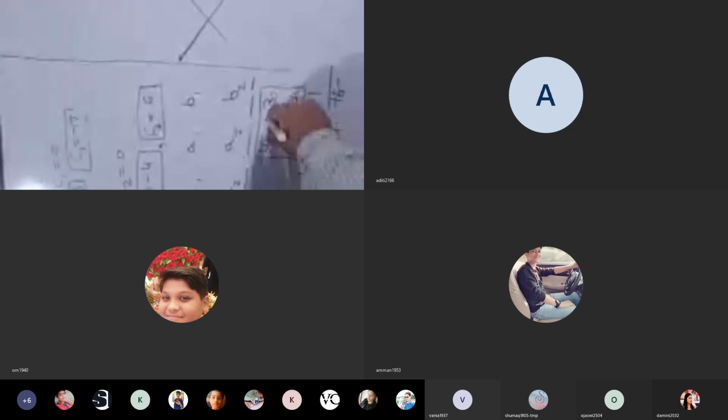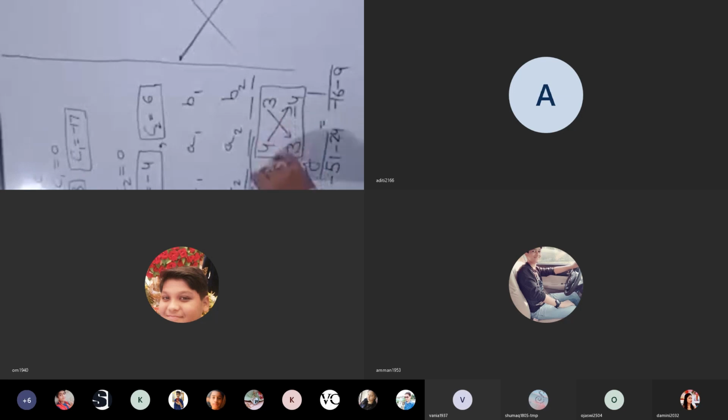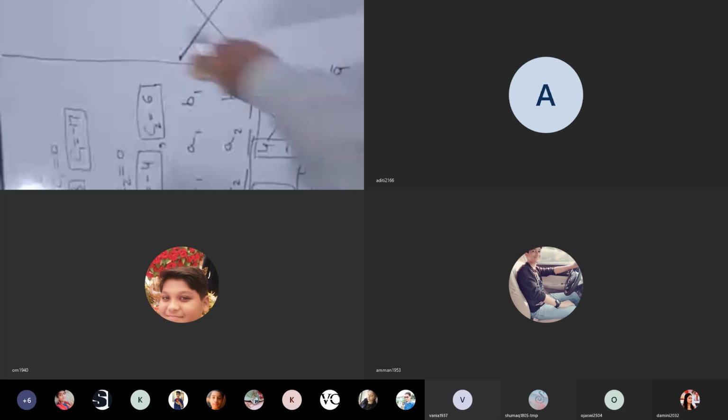Now 3 into 3 will be 9. So in the denominator of x, how will we make it? By the first two numbers. In the denominator of y we will make it with the help of the next two, leaving the first one. And in the denominator of 1 we have to take the last two numbers. Is this method clear? Yes, sir. Okay.